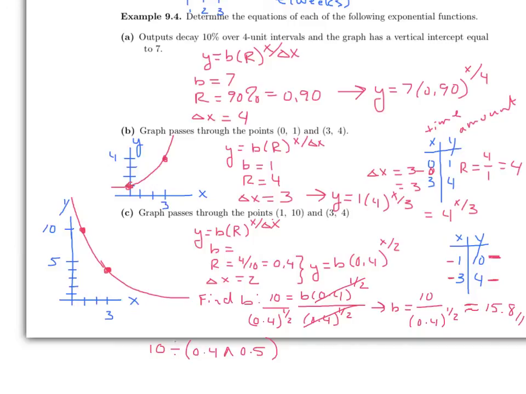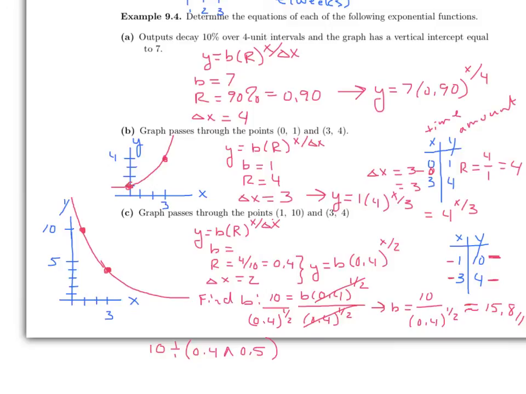So let's see, does that make sense? B ends up being 15.811 approximately. Let's go to our graph. Remember that B represents the y-intercept. Does it seem plausible that this graph could meet the y-axis at 15.811 approximately? If we look at our graph, the y-intercept would have to be somewhere up here, and that looks like it would be near 15. So that suggests that our work was correct.